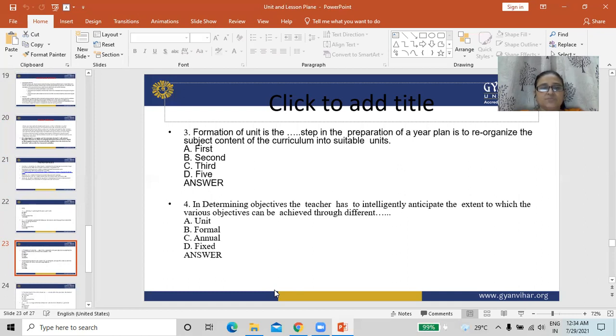Next MCQ: in determining objectives, the teacher has to intelligently anticipate the extent to which the various objectives can be achieved through different units. Option A, unit. Option B, formal. Option C, annual. Or option D, fixed. Choose the appropriate answer.